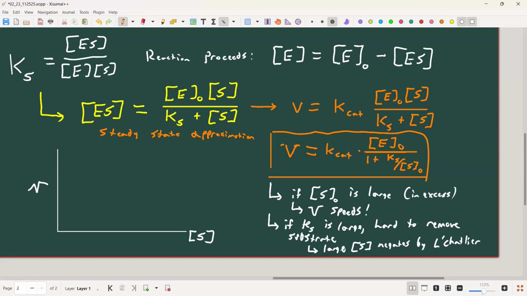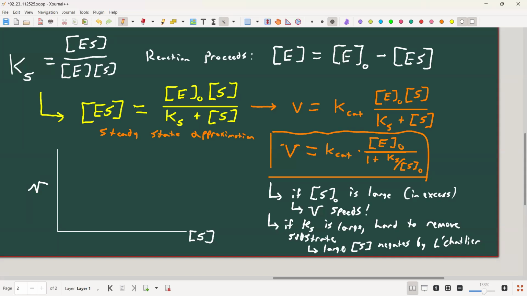And what you want to do, right? If you're developing a drug, you want to figure out how much drug you need to put in order to get maximum activity. But the fact of the matter is that because of this 1 over Ks here, as the concentrations increase, the velocity is going to start slowing.